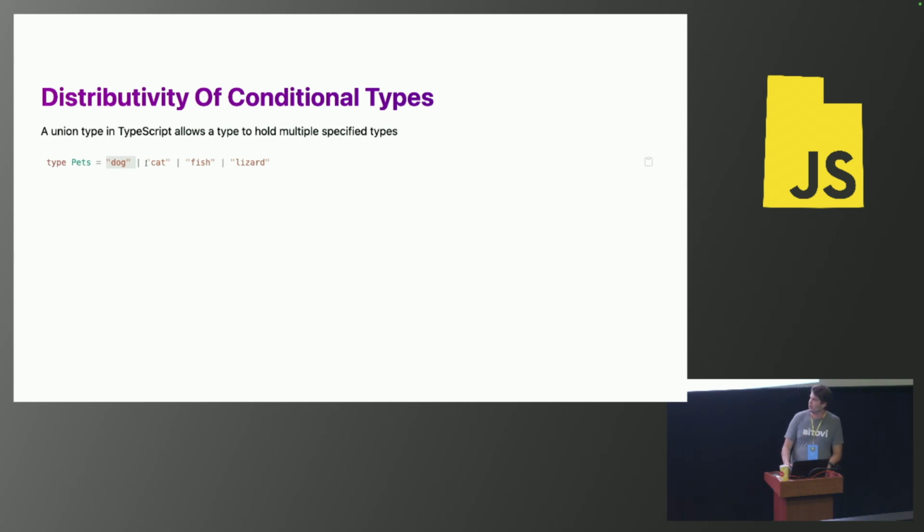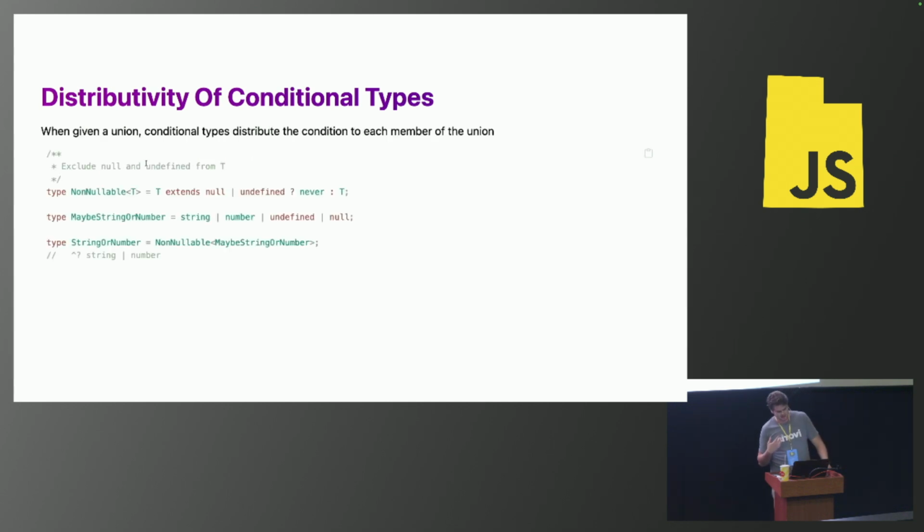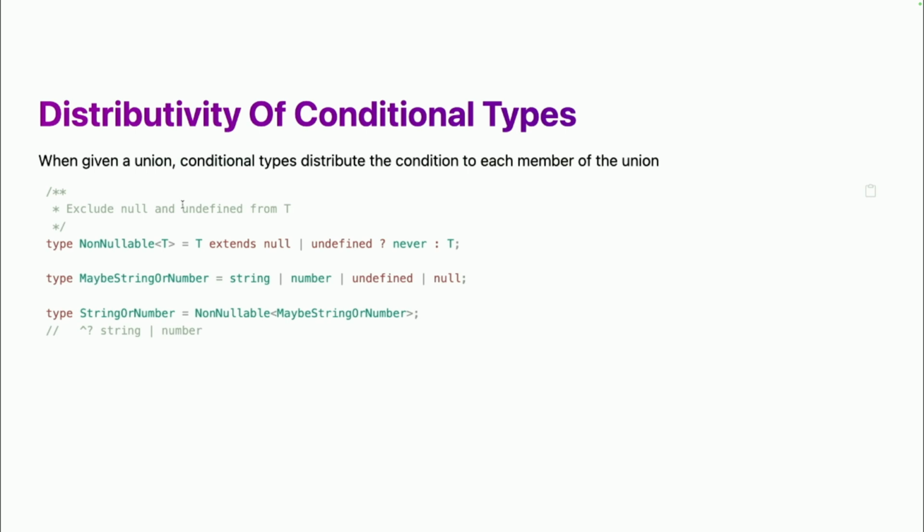So what happens when we give our conditional types a type union? Well, as it turns out, that condition is going to be distributed to each member of our union.